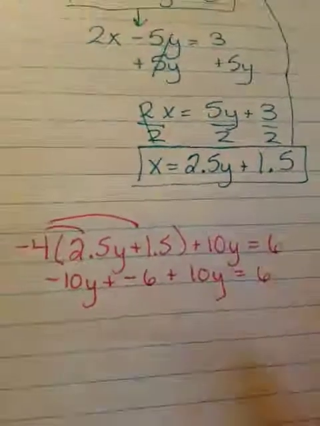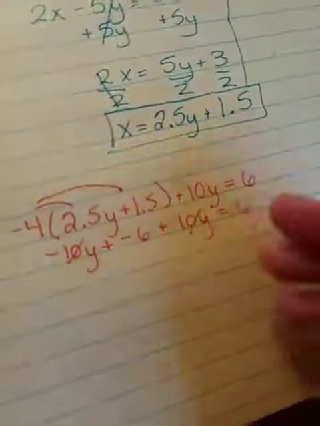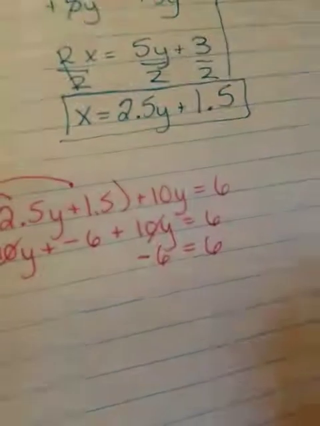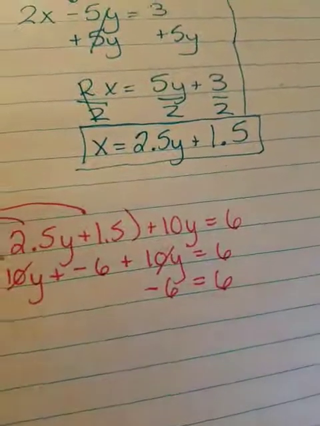Okay, so we always clean up before we move. So negative 10y and a 10y, those cross out. Weird. So I get negative 6 equals 6. Where did the variable go? Well, it just canceled out. Did you do something wrong?